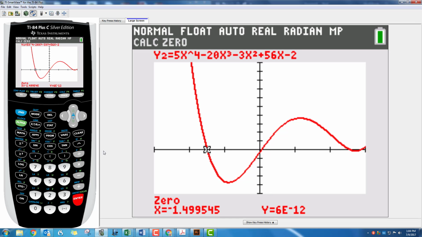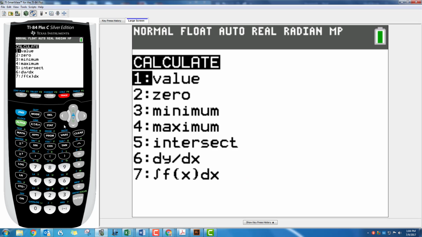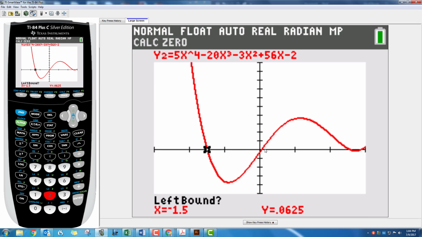Then we just do the same thing for the next one. Second calc, and choose zero. But now we want this zero here, so we have to pick a point slightly to the left and one slightly to the right. You scroll the cursor over. That's to the left of it, and then pick one to the right of the zero. It's going to say guess, so you press enter one more time. To 2 decimal places, that would be 0.04.